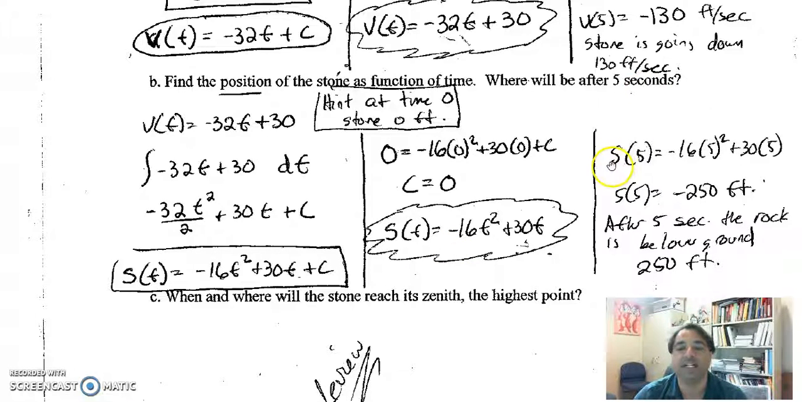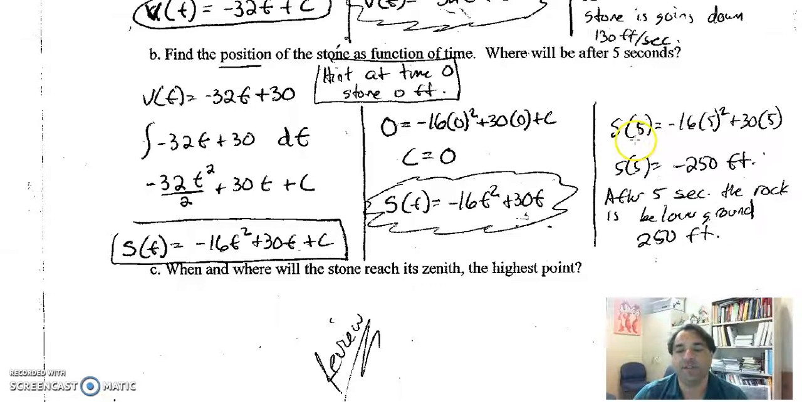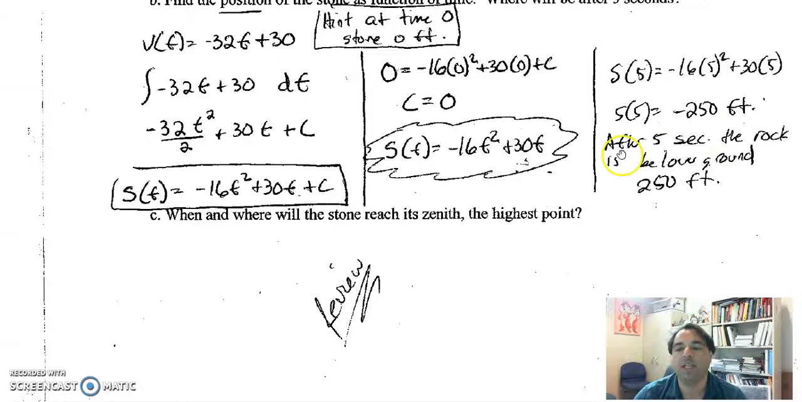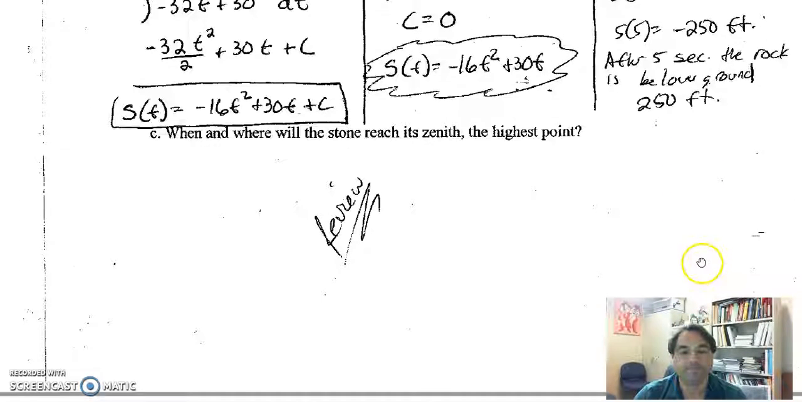Then what happens at 5 seconds? At 5 seconds, we plug 5 in for t. The position at 5 seconds would be negative 16 times 5 squared plus 30 times 5, which gives us negative 250 feet. How do you get negative 250 feet? After 5 seconds, the rock is below the ground at 250. It's kind of like if you're standing on the ground and you threw the rock and it went down a hole or something, or you're at a cliff and it's 250 feet below where you're standing.